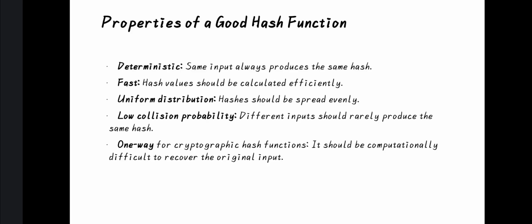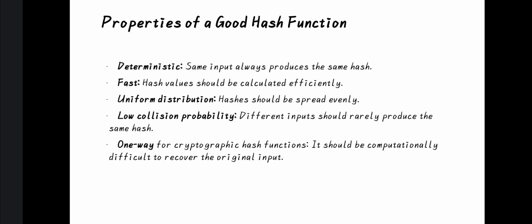Fast: the hash value should be calculated efficiently. That means the hash function is fast and efficient, even if it is complicated. Then uniform distribution: hash values should be spread evenly. That means all data are mapped so the values are evenly distributed.